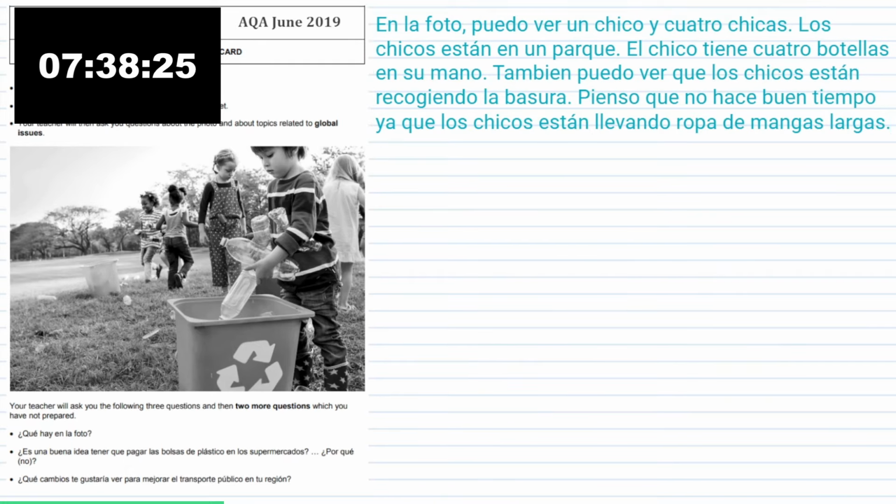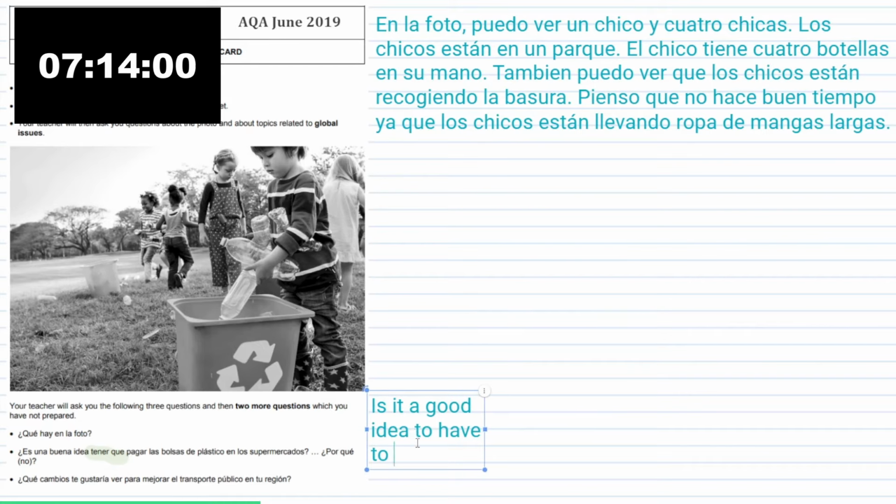Okay, that's the first question. And second question, ¿es una buena idea tener que pagar las bolsas de plástico en los supermercados? ¿Por qué o por qué no? So to translate this question, it's saying, is it a good idea to have to, this tener que, I'm going to highlight it, tener que is almost like a chore, to have to do something.